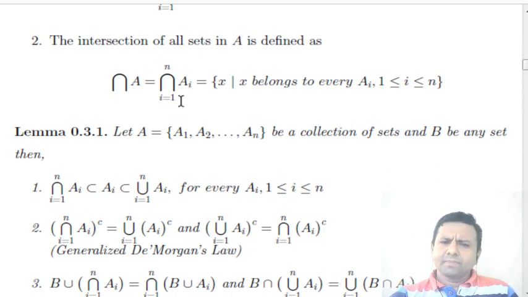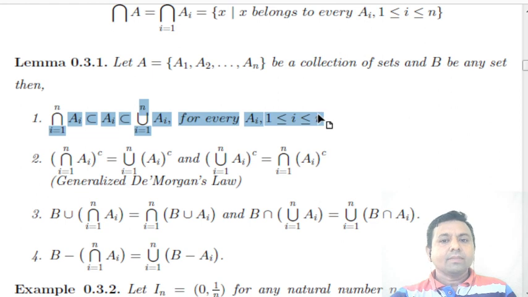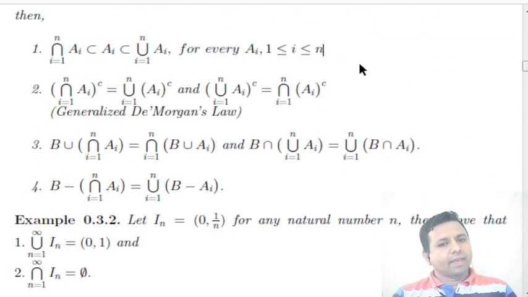Now we have some basic results known as a lemma. Let A equal A1, A2, A3 up to An be a collection of sets and B be any set, then this intersection of Ai is a subset of any Ai, which is a subset of this union of Ai, for every i, 1 less than or equal to i less than or equal to n.